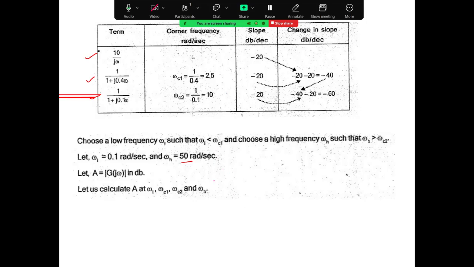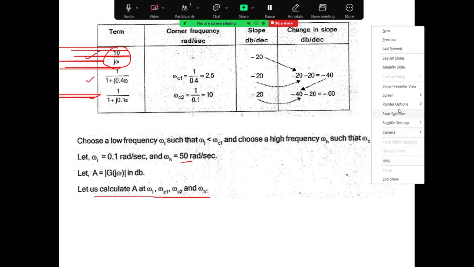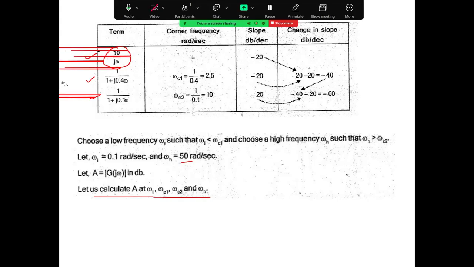Then we need to calculate the magnitude. Next, we will calculate the phase. For the calculation of magnitude, at which frequencies? omega L, omega C1, omega C2, and omega H. At these frequencies, we are now going to calculate the magnitude values. So what is the first term here? 10 by j omega. Directly I will take this term, and for this term I am going to calculate the magnitude.